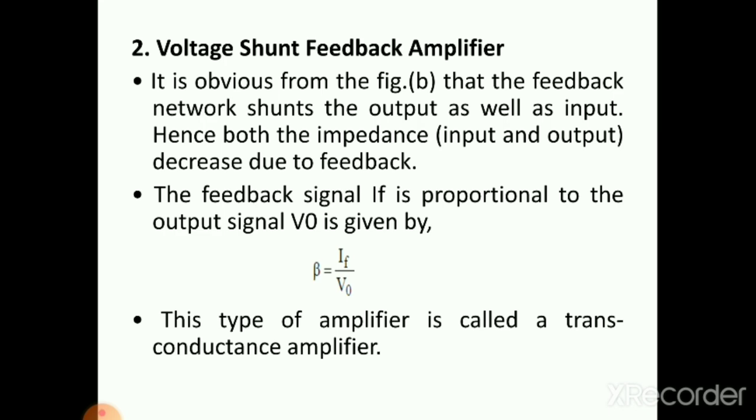Then the feedback signal IF is proportional to the output signal V output, and beta is given by feedback signal IF by V output. So this type of amplifier is called a transconductance amplifier, because V by I is equal to R, that is impedance or resistance. Opposite of that, 1 by R is equal to conductance, right? So I by V is equal to 1 by R. So this is called the transconductance amplifier.